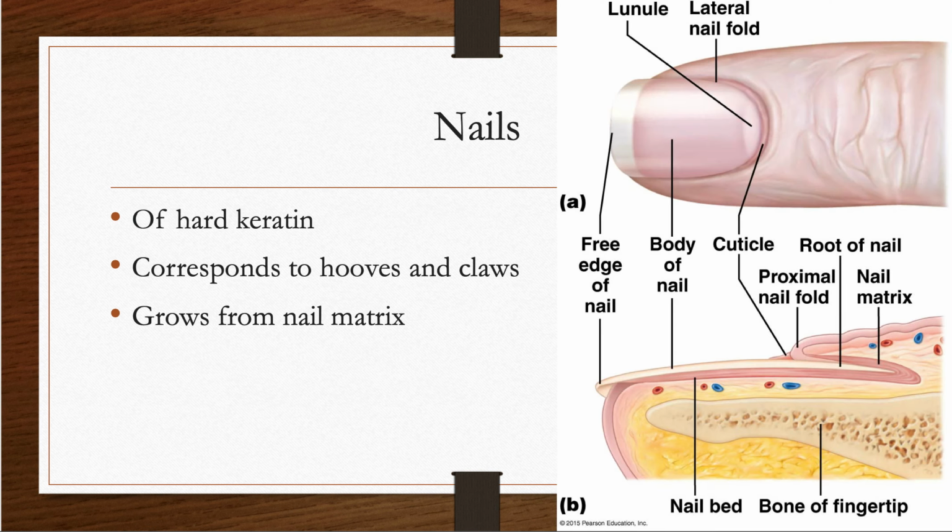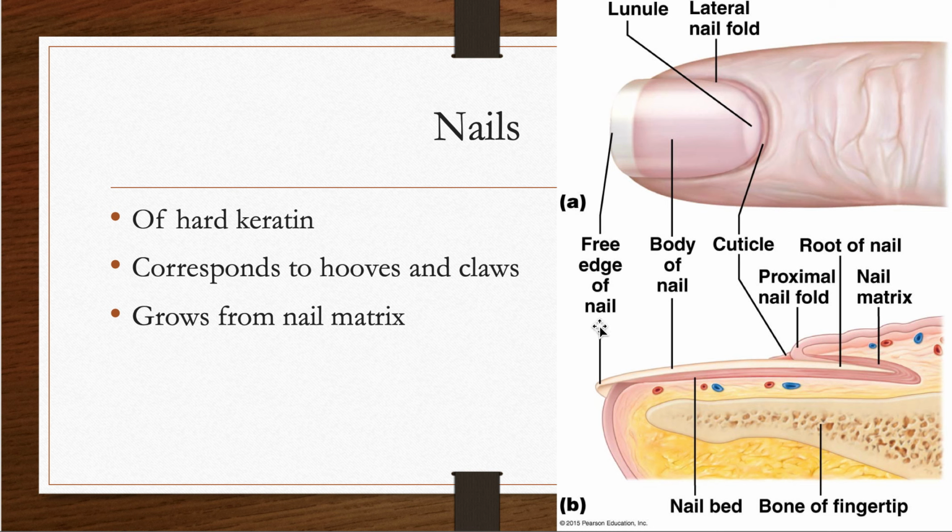So the first is your fingernail. Your fingernail is made of hard keratin. It corresponds to hooves and claws in other mammals. It grows from the nail matrix. So if you look at your diagram over here to the right, by the way, this is one you need to be familiar with for your unit test on Tuesday.